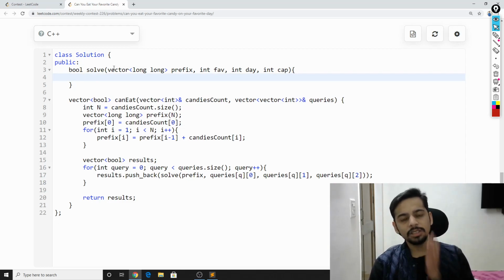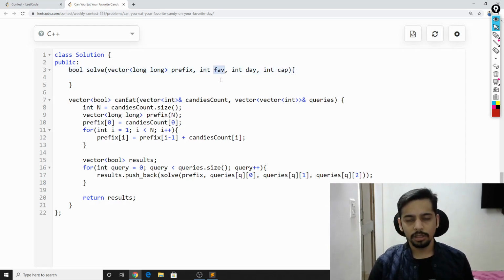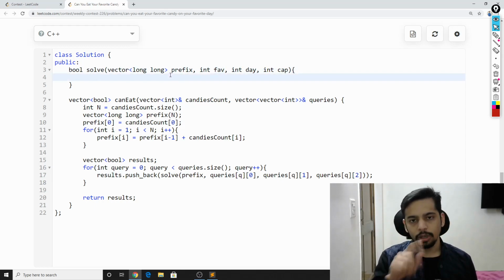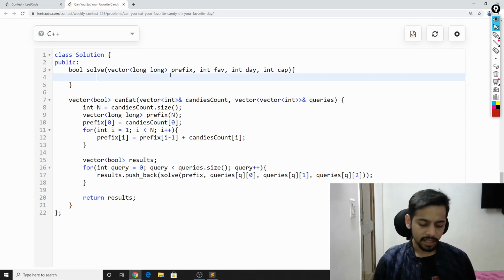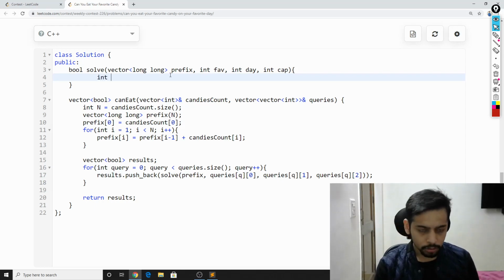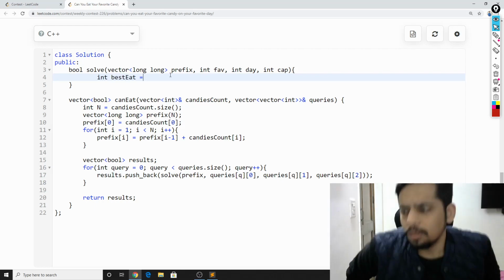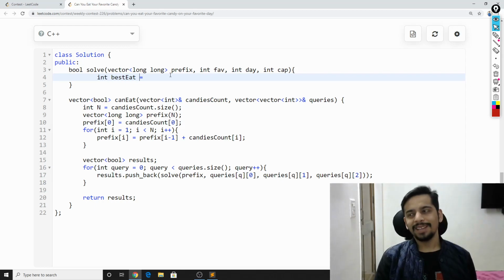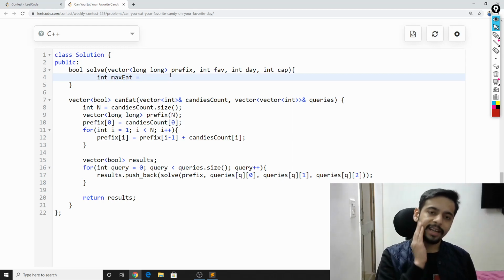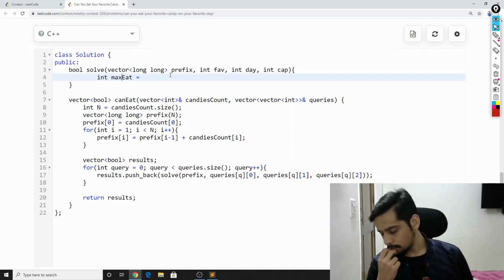Now, let's see that since you want to eat this particular chocolate, then in the first days from 0 till day minus 1, you would like to either eat all the chocolates of type 0 till fav minus 1. Either you eat all of them, so best would be to eat all, or max eat. Like what are the maximum chocolates you are allowed to eat till that day, right?